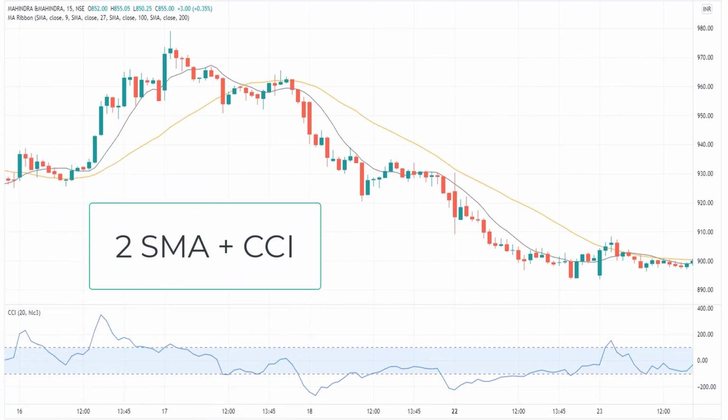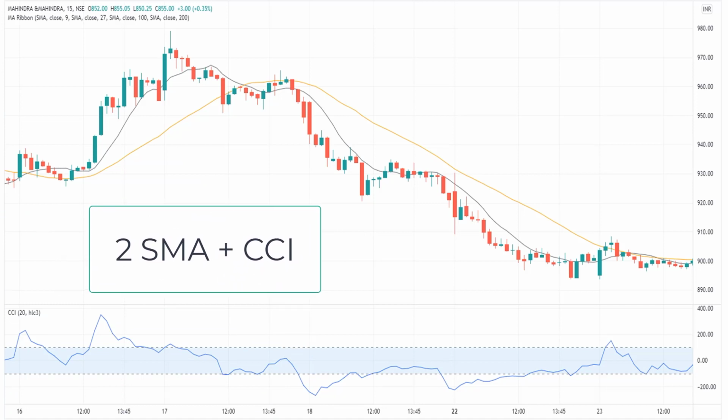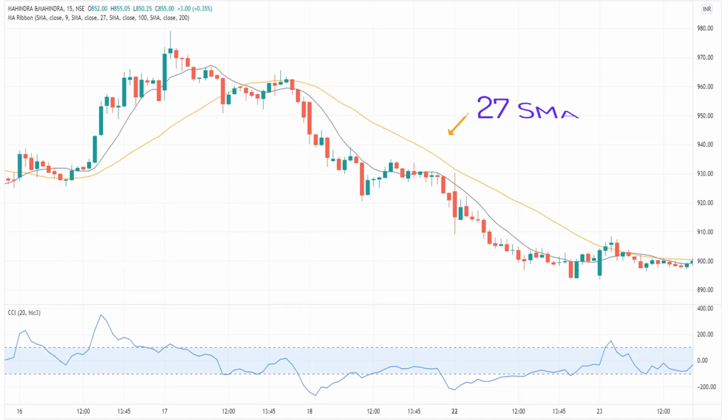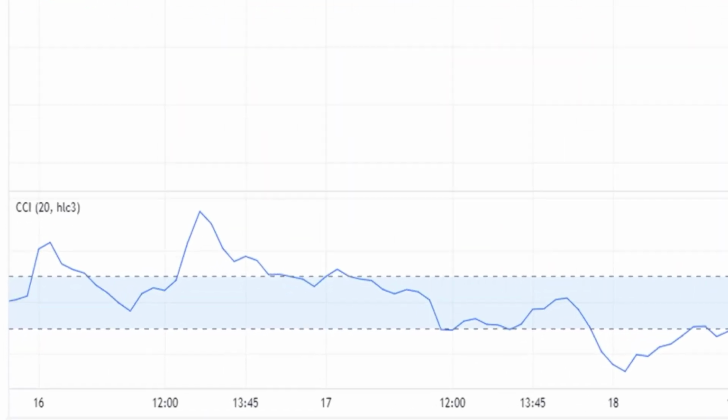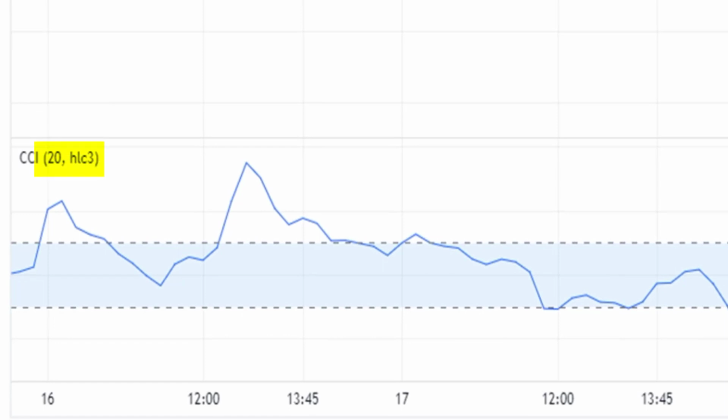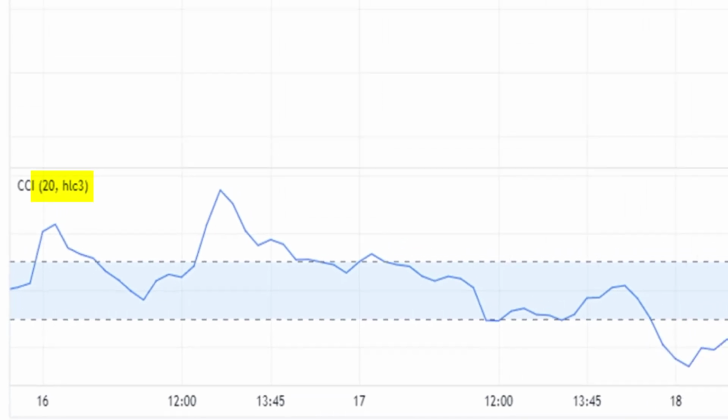So for this strategy, we're going to use two simple moving averages. One is 27-period moving average, and the other one is 9-period moving average. And for CCI, we are using the default value 20.